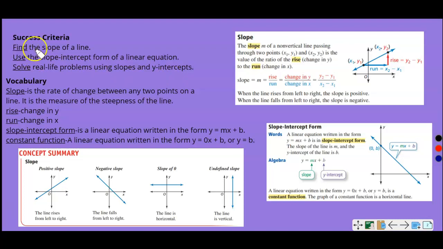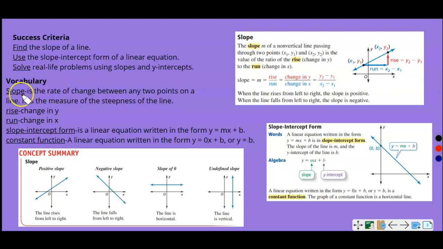Here is the success criteria, so you know if you are successful at the end of the lesson: find the slope of a line, be able to use the slope-intercept form of a linear equation, and be able to solve real-world problems using slopes and y-intercepts.